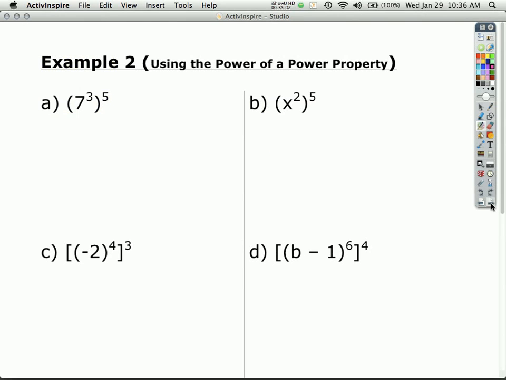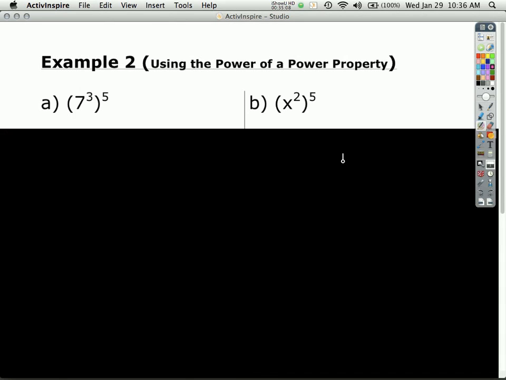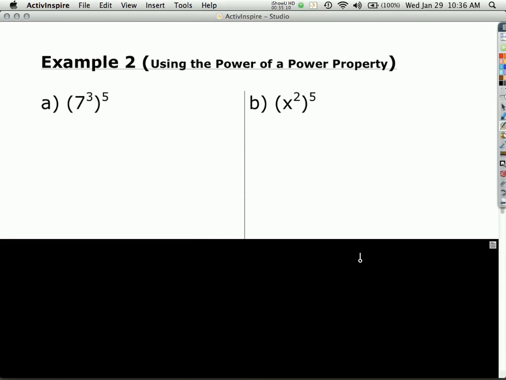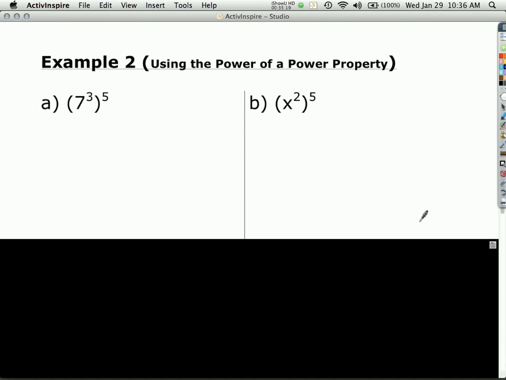Second building block, my favorite property ever. Power of a power! Power of a power. So, now you have to shift your mind, because now it's a different scenario. It's not the same property. Now we have a power being brought to yet another power.